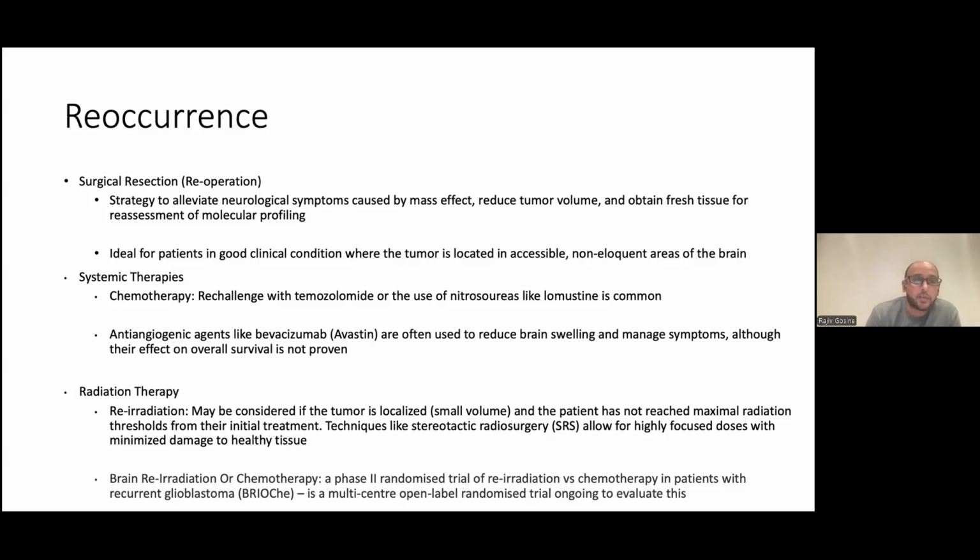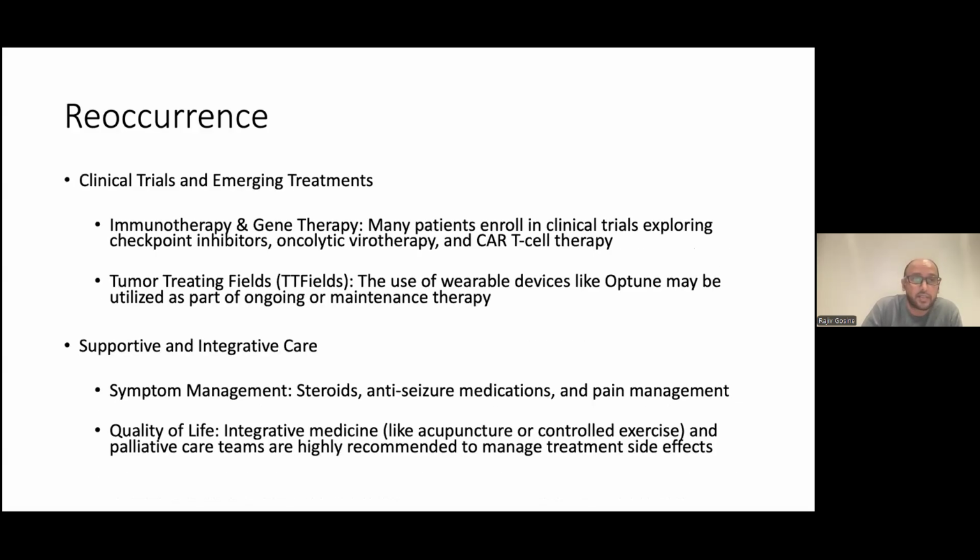In terms of radiation therapy, re-irradiation may be considered if the tumor is localized and the patient has not reached the maximal radiation threshold from the initial treatment. In this case, for recurrent disease, techniques like stereotactic radiosurgery can be used to allow for highly focused doses with minimal damage to healthy tissue. There's an ongoing study, the BRAIN re-irradiation versus chemotherapy study, which is a phase 2 randomized trial of re-irradiation versus chemotherapy in patients with recurrent glioblastoma. This is a multi-center, open-label randomized trial that is ongoing to evaluate its efficacy.